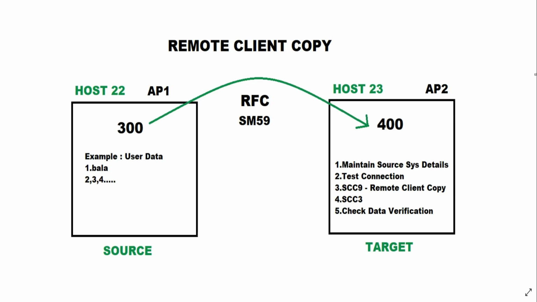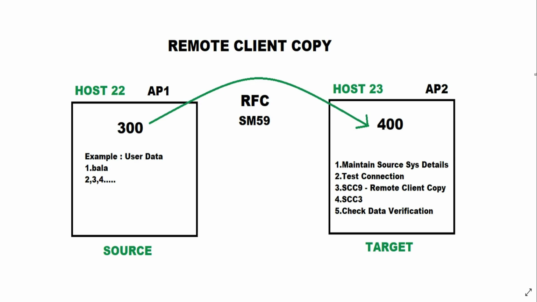This system has some data, user master data, and in 400 there is no data in it. So now I want to copy the data from this system host to this system host. In SAP language we have different clients. So you can imagine in host 22 we have client 300, and in host 23 we have client 400. So I want to copy the data from host 22 client 300 to host 23 client 400.